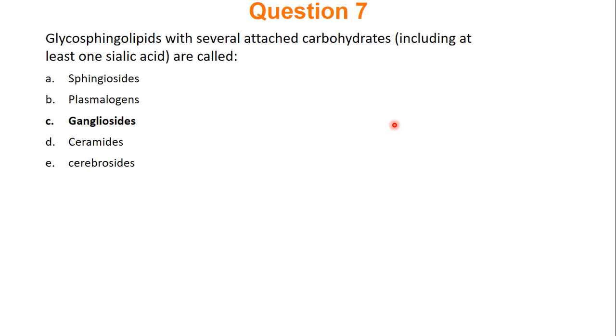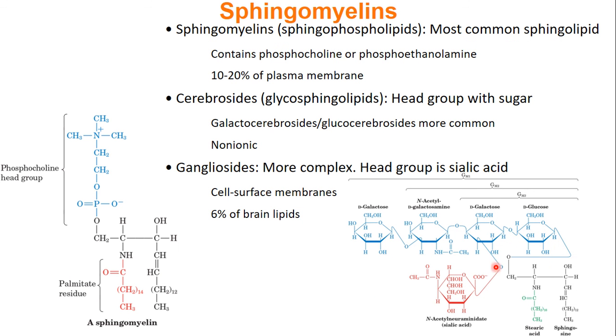Question 7. Glycosphingolipids have several attached carbohydrates and at least one sialic acid. What are they called? Those are called gangliosides. So what I'm getting at with this question is I would like you to know the basic head groups for gangliosides, cerebrosides, and sphingomyelins. Basically, if I was to give you a head group, could you say am I looking at a sphingomyelin? Am I looking at a cerebroside, or am I looking at a ganglioside?